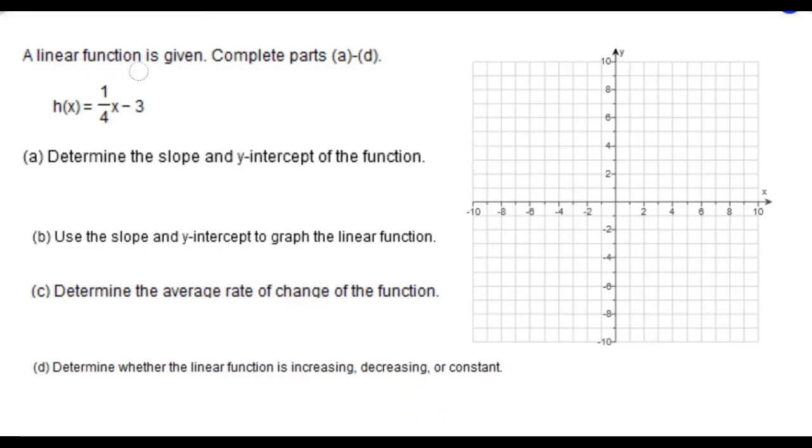A linear function is given. Complete parts A through D. The linear function is h of x equals 1/4 x minus 3. Determine the slope and the y-intercept of the function.